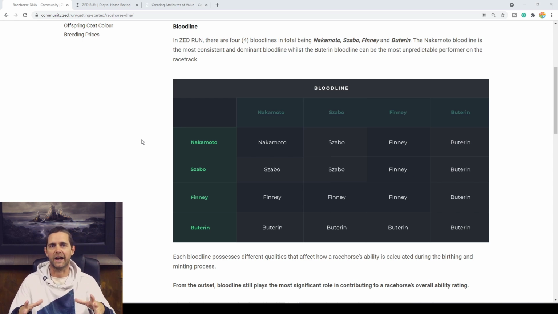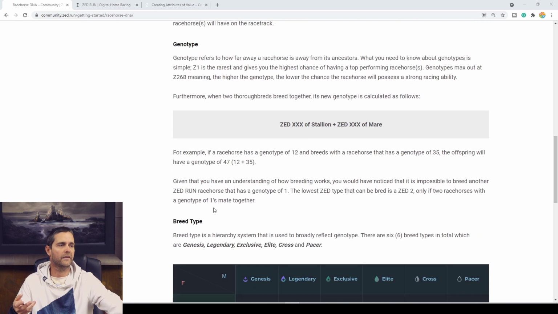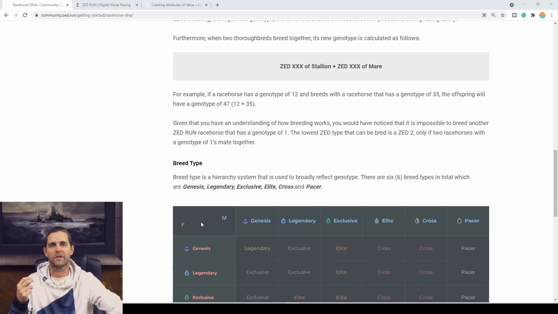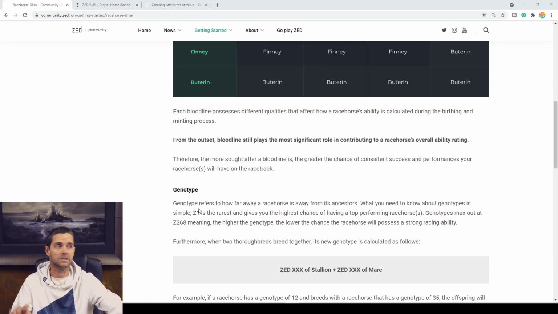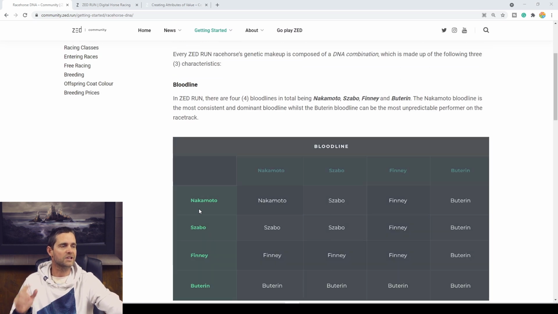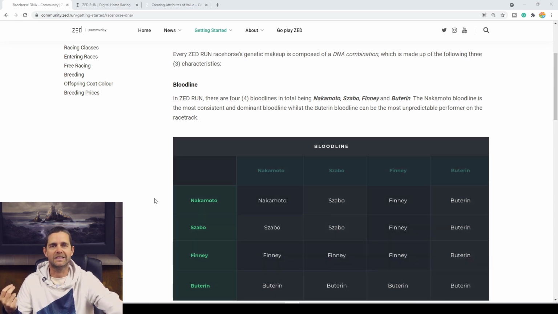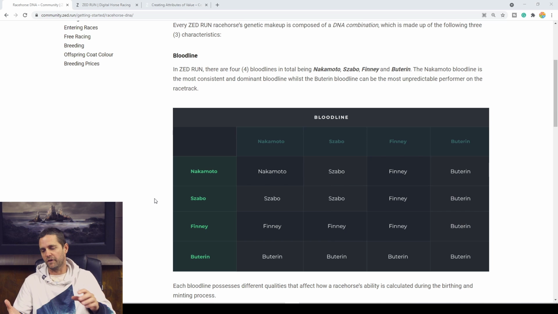The horse DNA within Zed Run is made up of three main parts. It's made up of the bloodline, it's made up of the genotype. As we scroll down, there's the genotype, and of course it's made up of the breed type. I just forgot exactly what the name of that last one was for a second, but we got there. Okay, so bloodline, genotype, and breed type are the three segments that make up the talent of your horse. Now, the bloodline is the one we're looking at in depth today.